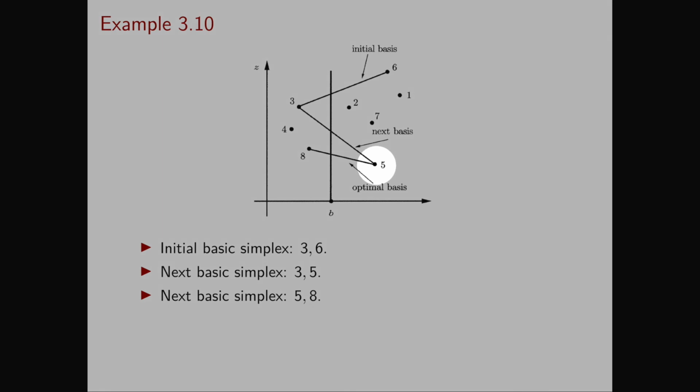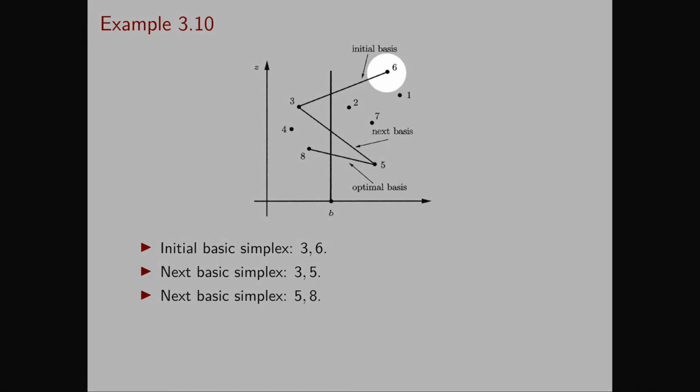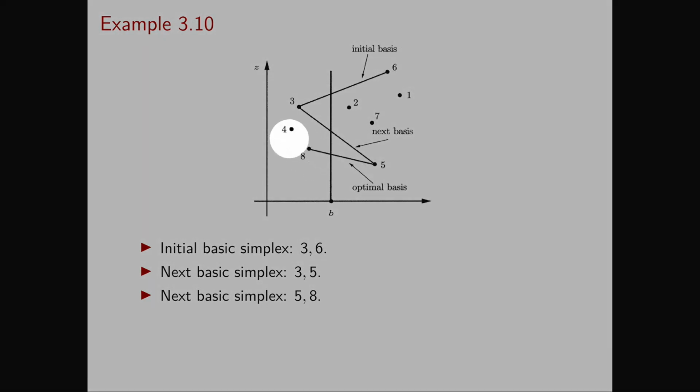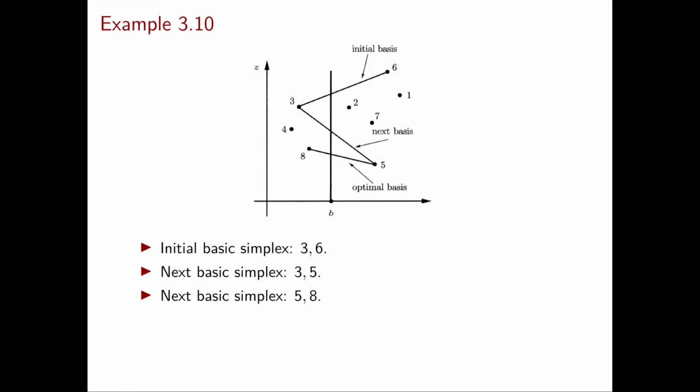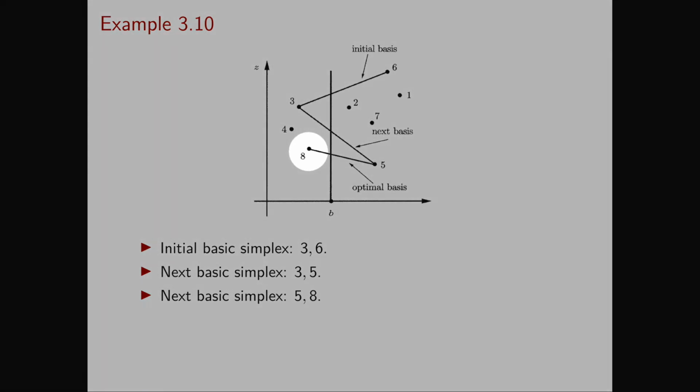So now 5 enters the basis and we have to decide if 3 or 6 leaves the basis. To do so, we construct the segment 6, 5 and 3, 5. The one that intersects the requirement line is 3, 5, so we have 6 leave the basis. For the next pivot, we only have the points 4 and 8 below the line connecting 3 and 5. The one with the largest vertical distance to such a line is the point 8. So we have 8 enter the basis.